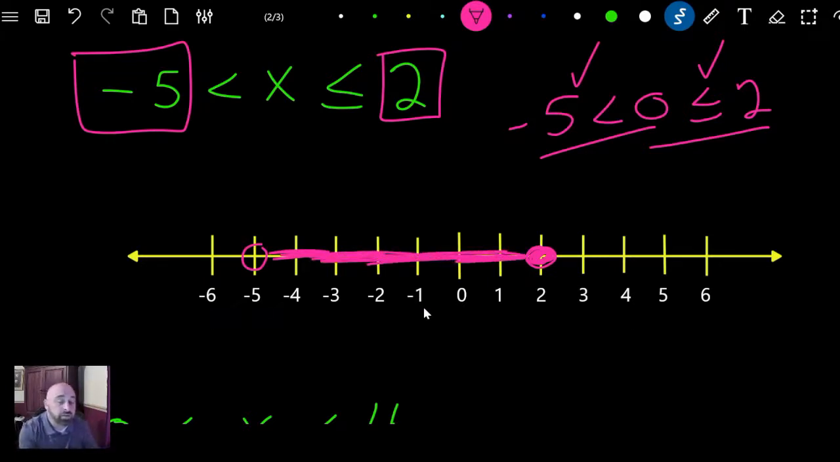Now, does the number 2 work? This is an interesting question. Does the number 2 work? Yes, it does. See, because if we put 2 here instead of the 0, -5 is less than 2. Yes.